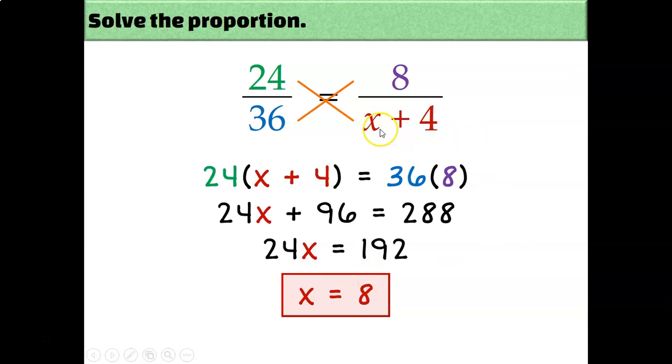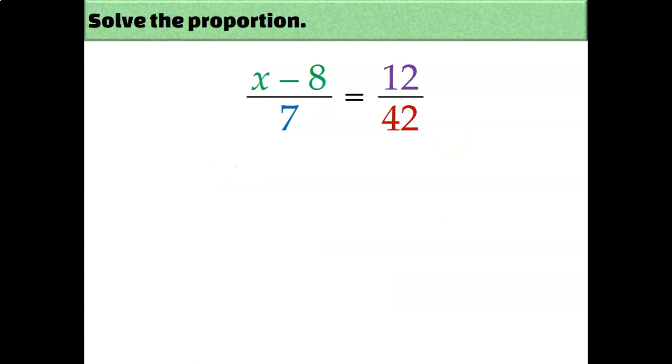Which means if you were to plug that back in up here, 8 plus 4 is 12, so 24/36 is equivalent to 8/12. Let's try another one.